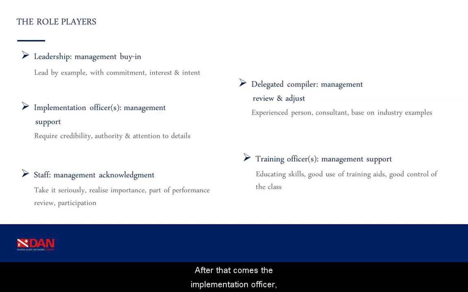After that comes the implementation officer, who will need to support the management to be able to perform his tasks, which requires credibility, authority and attention to detail. Of course, staff members are more likely to respect an experienced person, and if the management supports him, staff will not be able to say they are not required to listen to him. But implementation also might require additional training, and also here the support of the management is needed.